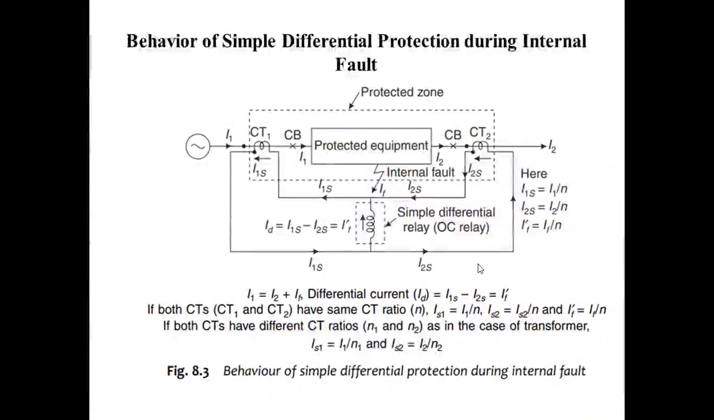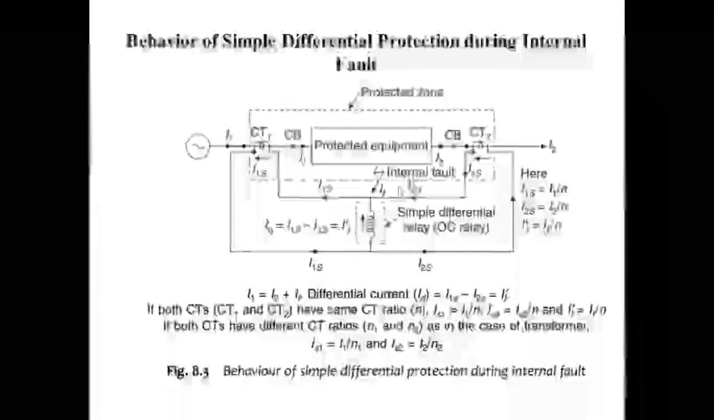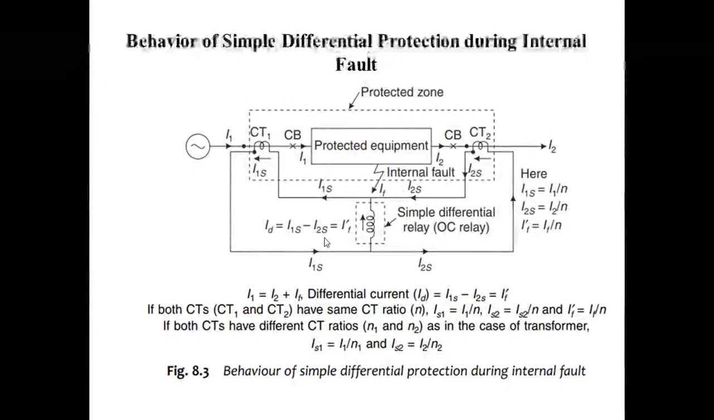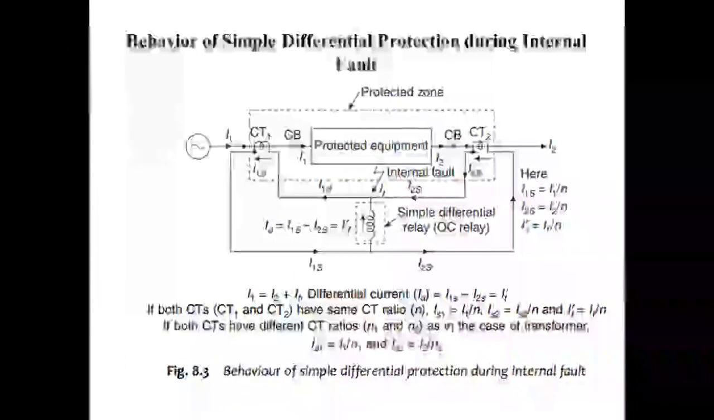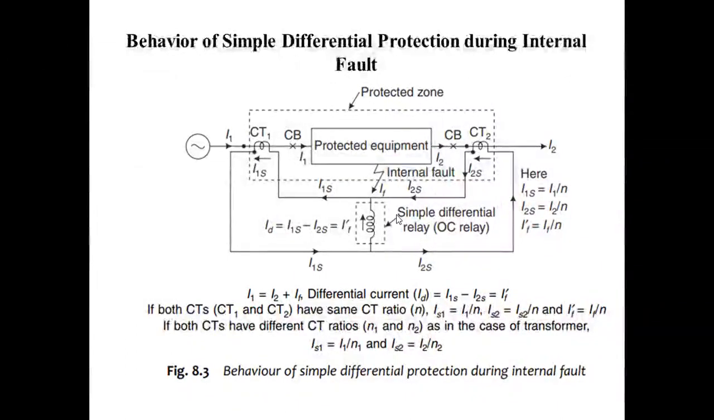Then, when an internal fault occurs on the protected equipment, there is a difference between the CT1 current I1S and the CT2 current I2S, so the difference is not equal to 0. When it is not equal to 0, your simple differential protection operates, a trip signal is sent to your circuit breaker, and the relay operates.